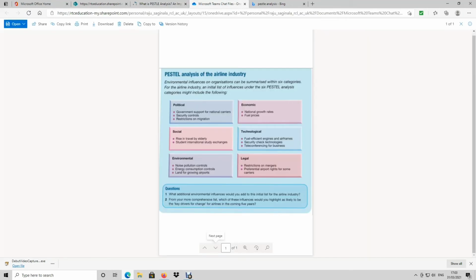I have an example of how PESTLE can analyze the airline industry. As you can see here, we have political influences for an airline company, if the government can help the airline with some security controls, or they have their terms and regulations on how they must control their security systems and other restrictions. It's very useful to know everything about political factors in this kind of business.